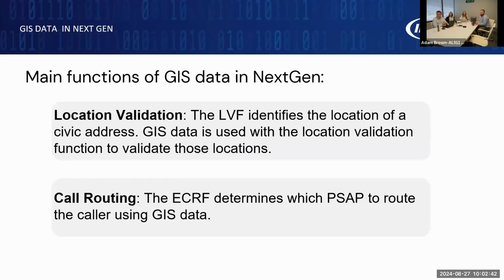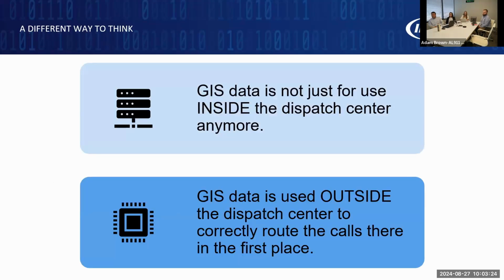So as we get into next gen, what you are using your GIS data for currently will be changing. When we talk about next gen and you are doing all these validations and editing and aggregating to the state data set, what it will eventually be used for is location validation, which will eventually replace that MSAG and alley verification, as well as call routing. So the emergency call routing function, that ECRF, will use your GIS data to determine where to send that call. So it kind of brings your data to the forefront.